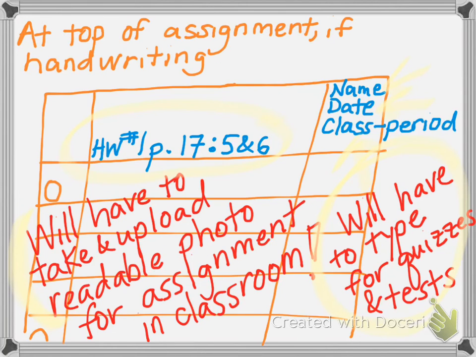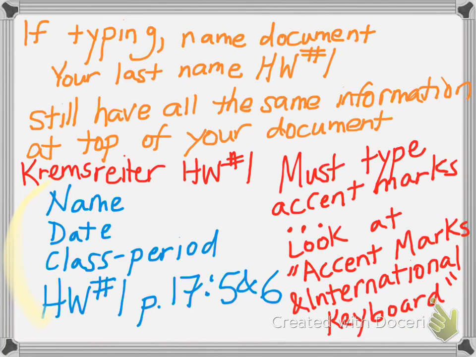So again, two options: handwrite out assignments. You're going to write it on a piece of paper, take a picture, and upload it for the assignment in Google Classroom. Or you can type it up using Google Docs, in which case you have to make sure you have your accent marks. To figure out how to do that, look at the video that I made for you about how to install different accent marks and the international keyboard. Pretty straightforward, pretty decent directions. If you have a problem with it, contact me.